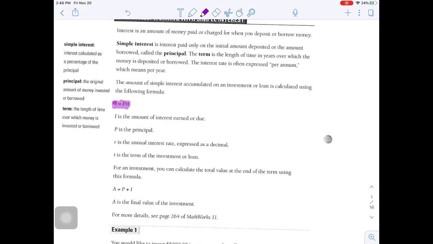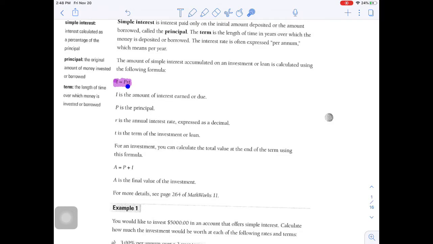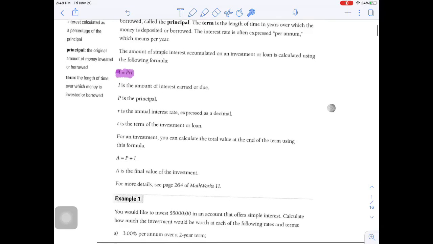So it's found right here. Okay, now I equals P times R times T, where I is the amount of interest earned or due. So sometimes you either owe interest or you get interest. P is the principal. We'll learn what that means. R is the annual interest rate expressed as a decimal. And T is the time of investment or loan. Okay, so T is time, R is a decimal that shows the annual rate, and P is principal. And then I is either how much you owe or how much you make.